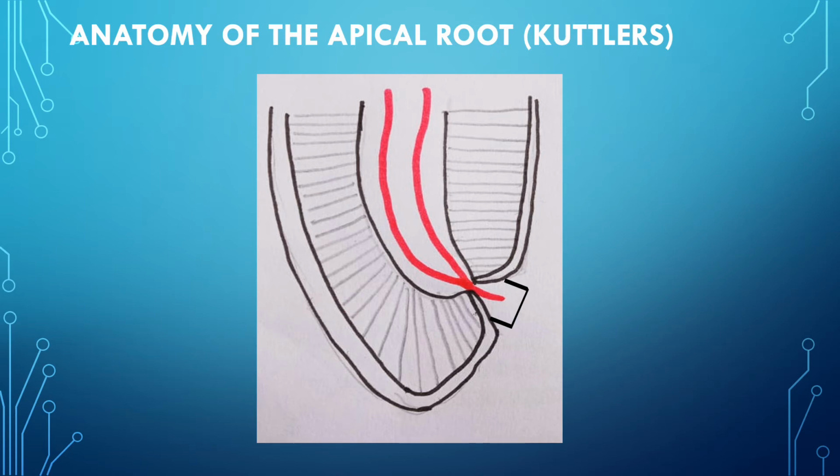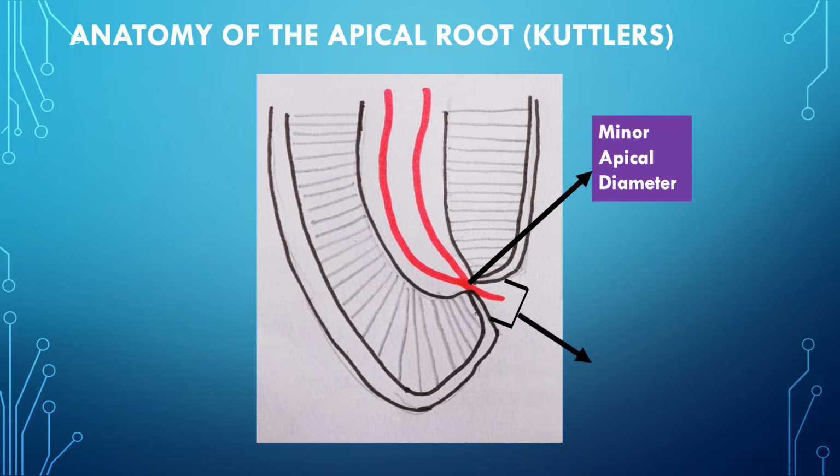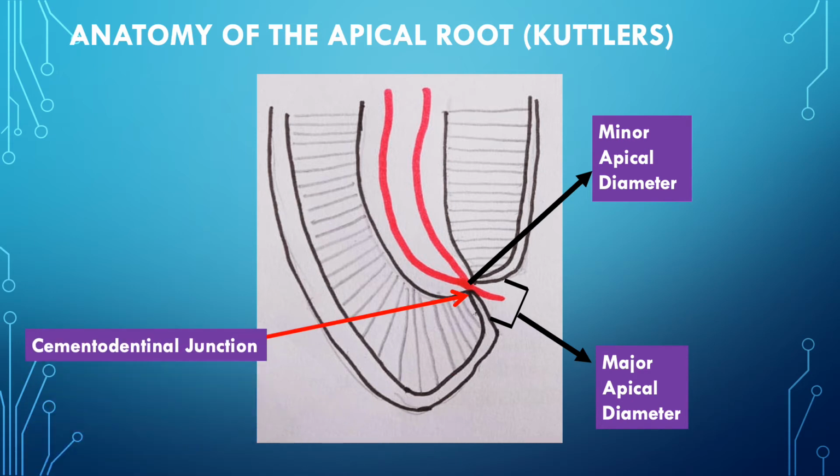Now coming to the anatomy of the root apex, the classic concept of apical root anatomy is that there exist three anatomical and histological landmarks. They are the minor apical diameter or the apical constriction, the major apical diameter, which is known as the apical foramen, and then the cemento-dentinal junction. So these are the three main anatomical and histological landmarks of the root apex. Now we will describe each in detail.